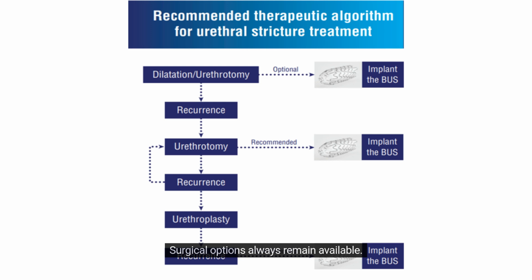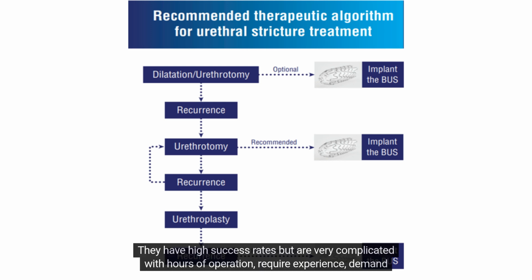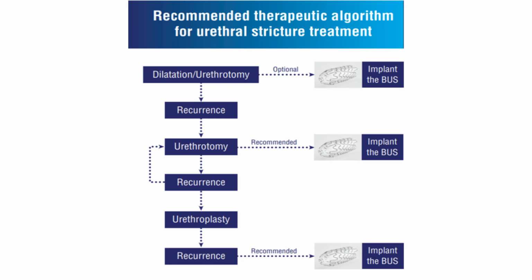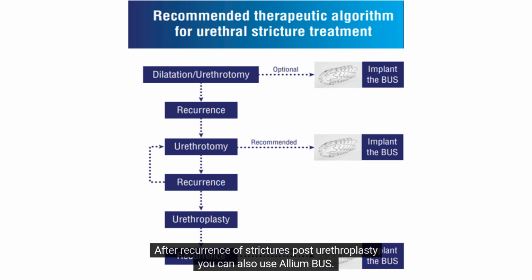Surgical options always remain available. They have high success rates but are very complicated, with hours of operation, require experience, demand long recovery, and complications can be severe. After recurrence of strictures post-urethroplasty, you can also use Allium BUS.